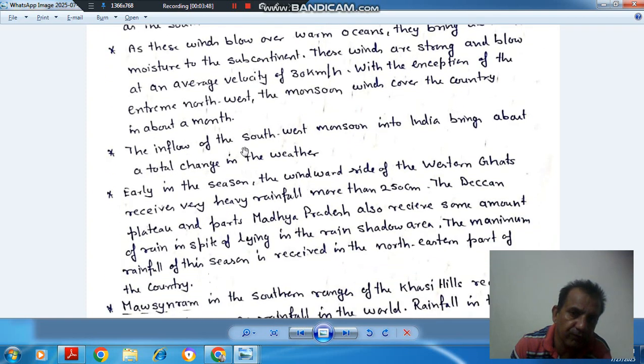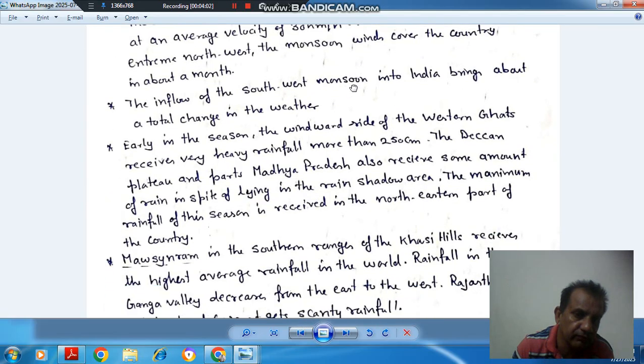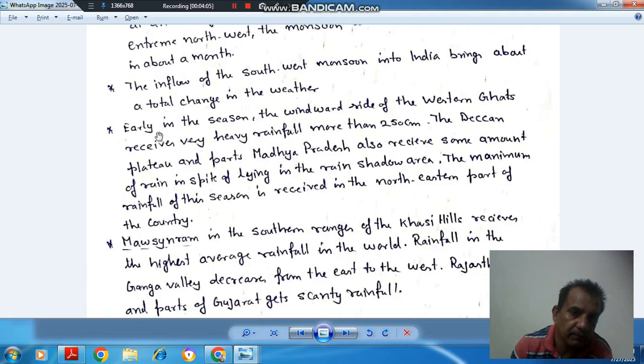Next point is the inflow of the southwest monsoon into India brings about a total change in weather. Initially there was summer, now it is rainy season. Next point is early in the season, the windward side of the Western Ghats receives very heavy rainfall, more than 250 centimeters. The Deccan plateau and parts of Madhya Pradesh also receive some amount of rain in spite of lying in the rain shadow area. The maximum rainfall of this season is received in the northeastern part of the country.